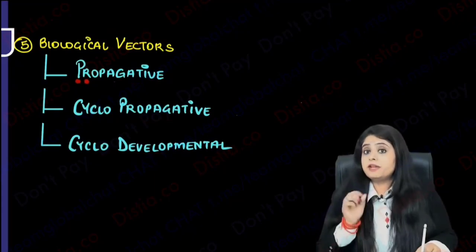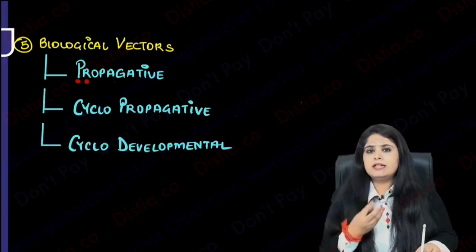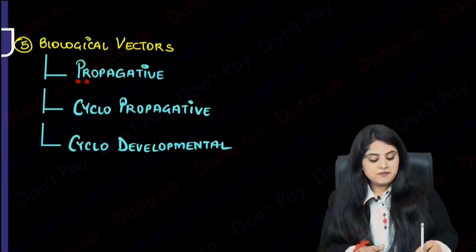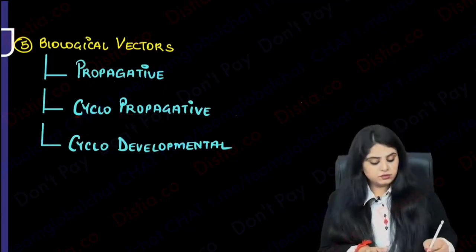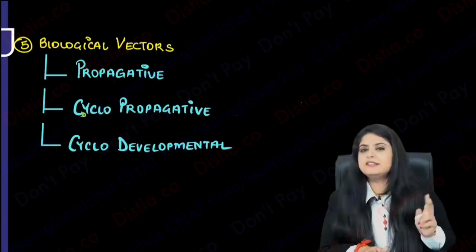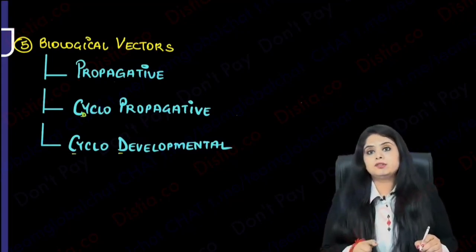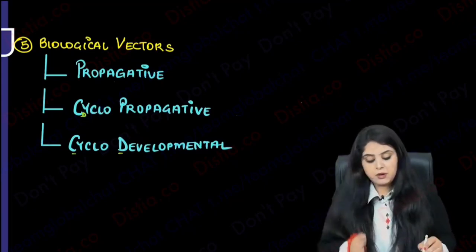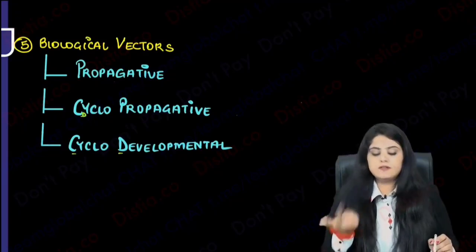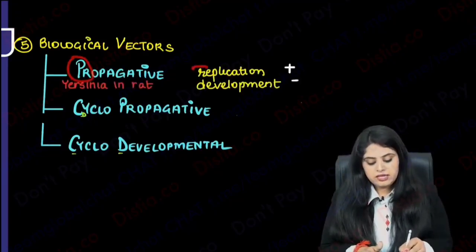replication will occur. So if replication of the organism is occurring in that flea or louse or tick, that is a propagative vector. Everywhere the word propagative comes, it means replication is happening. Wherever the word cyclo comes, remember cyclo goes with D, CD come together, so development is also going to occur. So let me repeat: when I say propagative, what is going to occur, replication or development? Of course, only replication will occur.